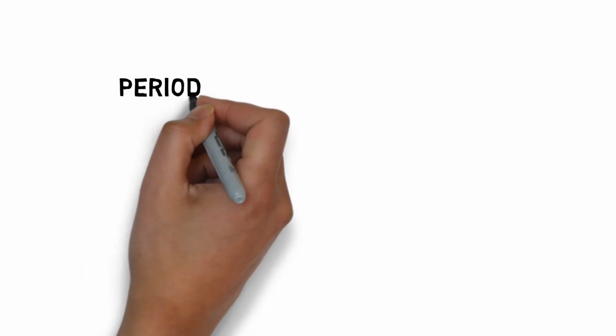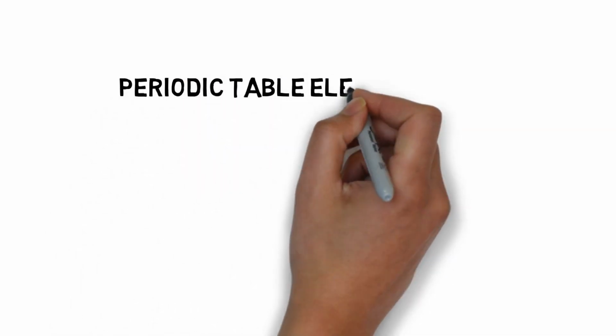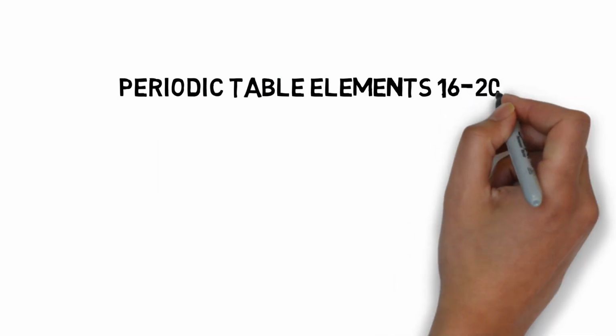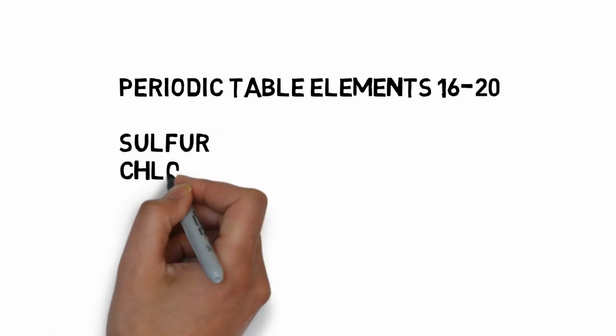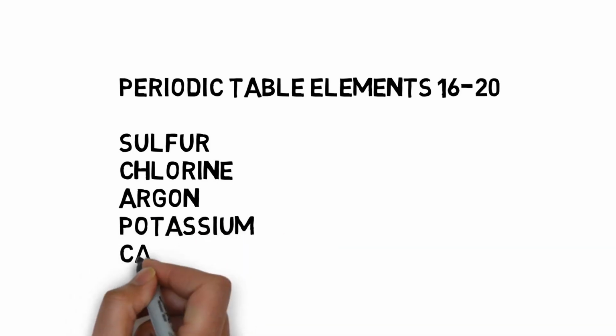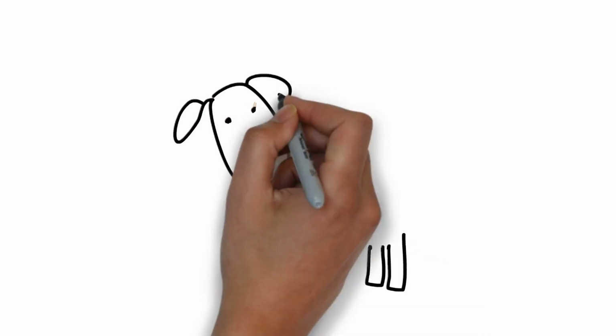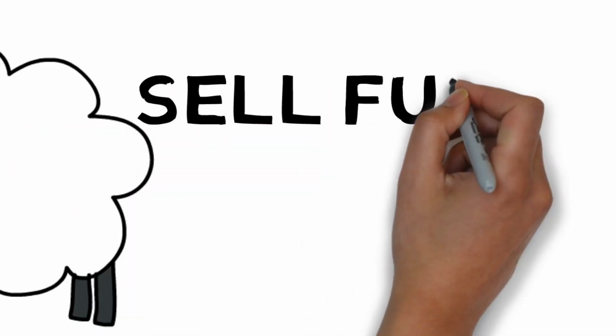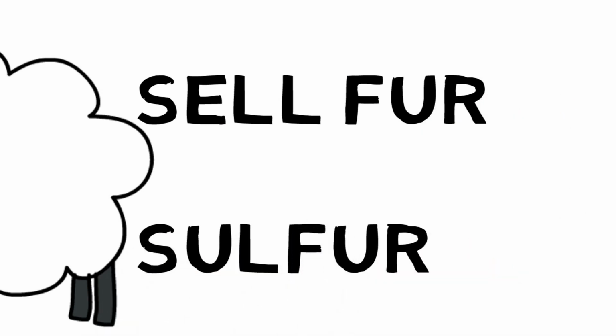Hello everybody, today we will help you remember elements 16 to 20 in the periodic table. If you don't recall elements 11 to 15, then watch the part 3 video, the link of which is in the description box below. The foster parents earned their living by selling fur. That is the 16th element, sulfur.